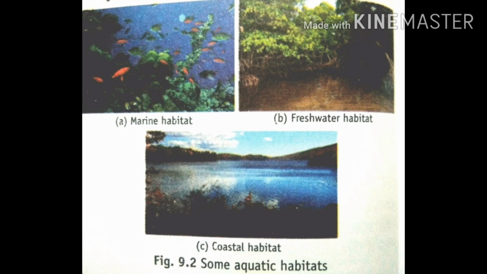And last one is coastal habitats. Coastal habitats are those regions where sea actually meets land. Such habitats support different types of living organisms. The living organisms in such habitats are crabs and mangroves.